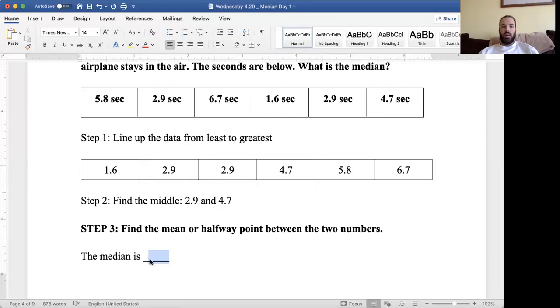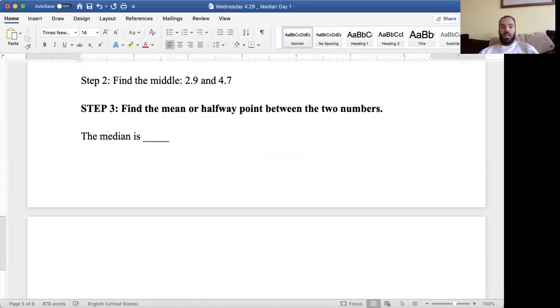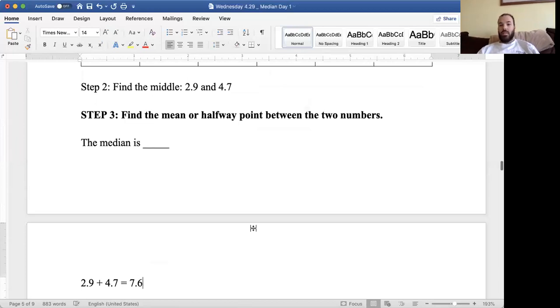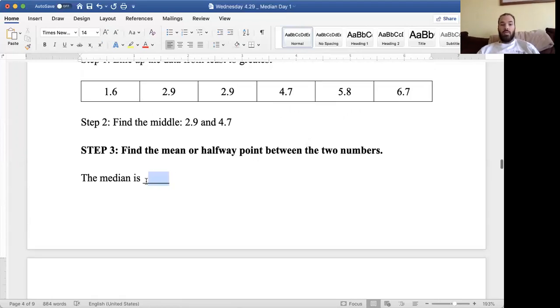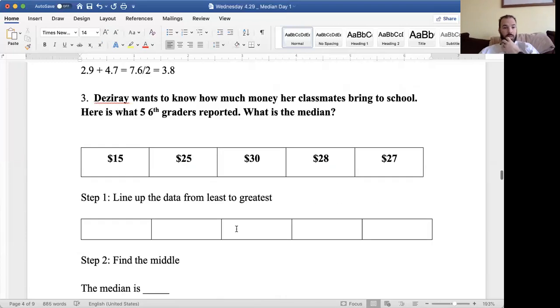So the first thing that I'm going to do to find the middle of them is I'm going to do 2.9 plus 4.7. 2.9 plus 4.7 gives me 7.6. That's obviously not the middle. I have to find the mean, so I still have to divide by 2. 7.6 divided by 2 is 3.8. So the median of these two numbers is 3.8. I got that by adding them and dividing by 2. That'll always tell me the middle of two numbers.